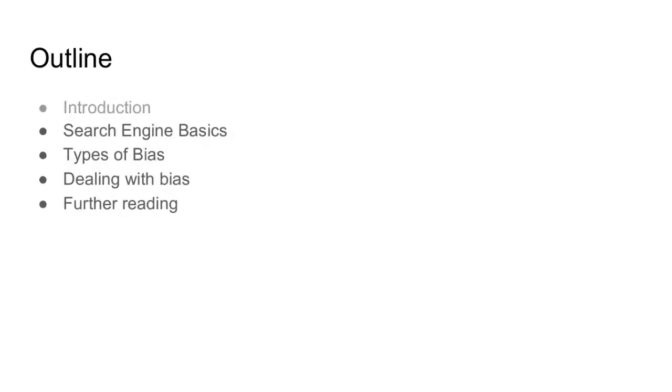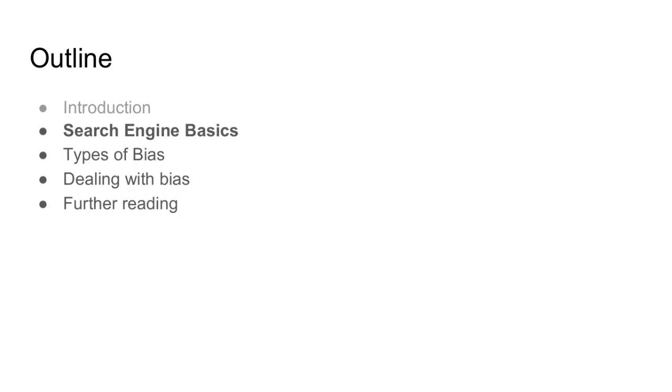All right, here's the outline of our lecture. The introduction I just covered already, that was what we just talked about. Then I'm going to talk about search engine basics. Then I hand over to Joe, who will talk about different types of bias. Then we look into dealing with bias, and finally provide you some references for further reading.